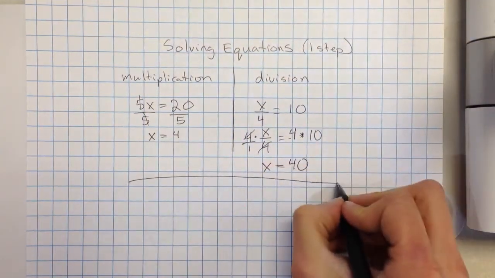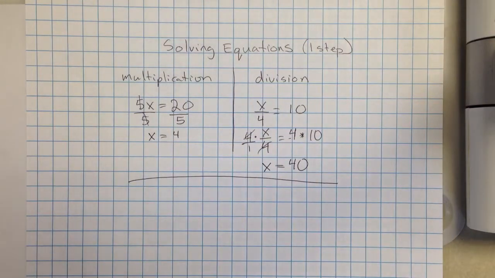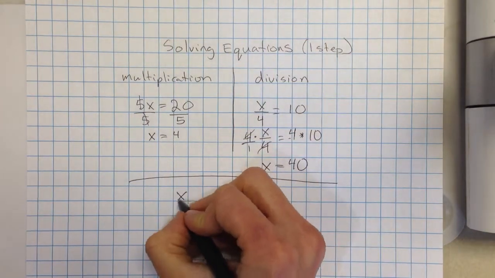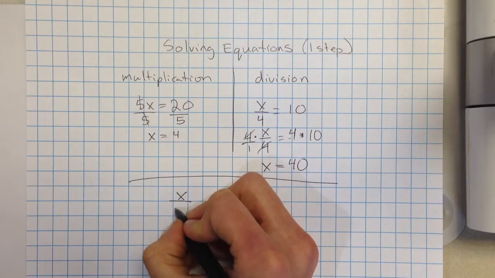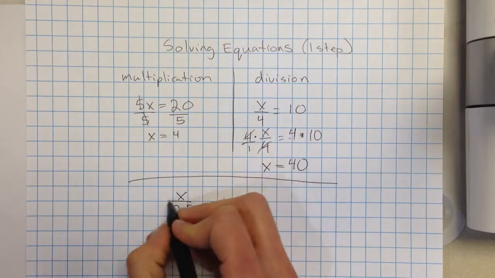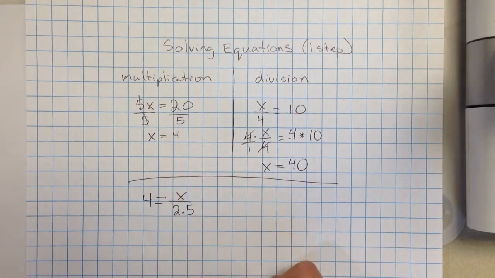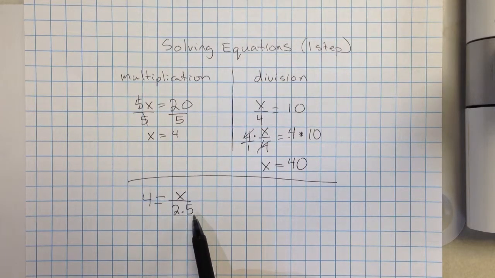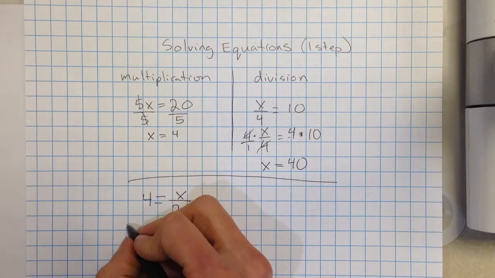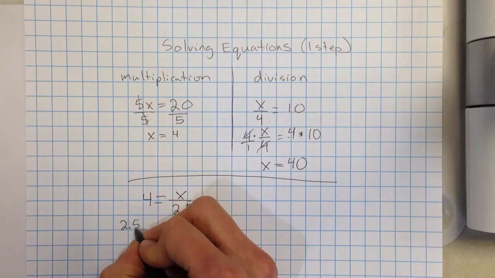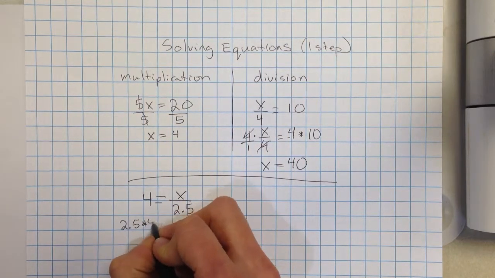I could also do this kind of a problem where maybe there is a decimal involved. So let's say I had x divided by 2.5, let's put it on the right side this time, is equal to 4. So you'd have 4 equals x divided by 2.5. Look for the side with the variable. There it is. Look at the operation. It's being divided by 2.5. The opposite of that would be multiplying by 2.5. So I'd have to multiply my left and right side by 2.5.